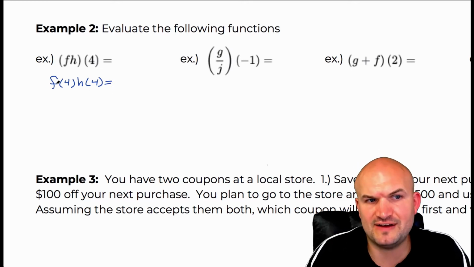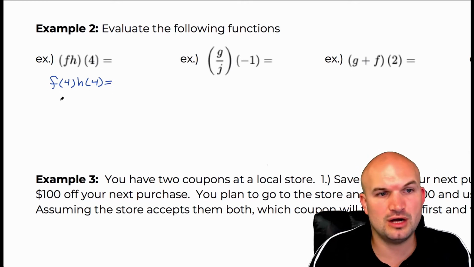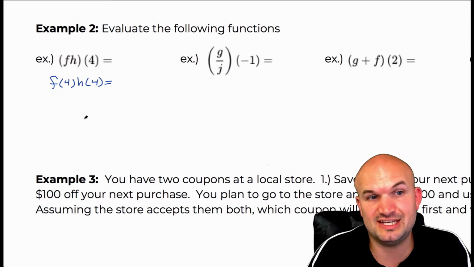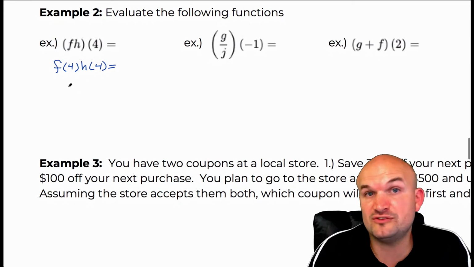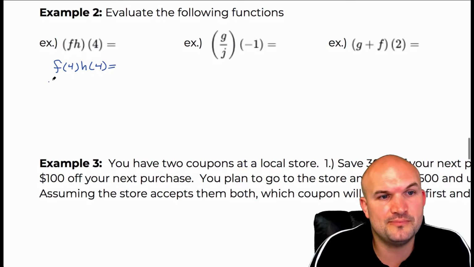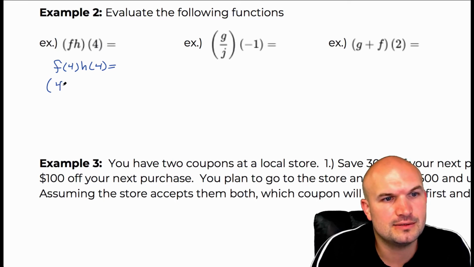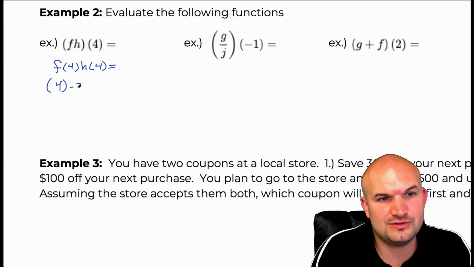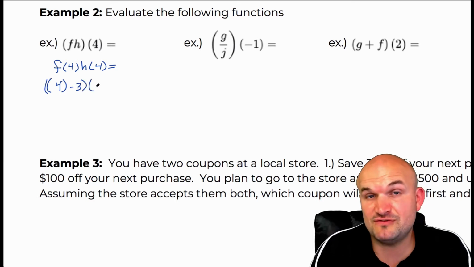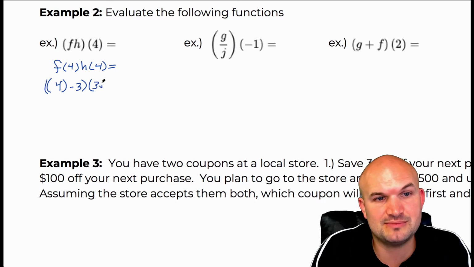So now, if I just want to evaluate f of 4, I'm going to take the f of x function, which was x minus 3, and then plug in 4 for the x. So f of 4 is 4 minus 3. And then that's my f function. And then times my h function, h of 4, is going to be 3 times the square root of 4.